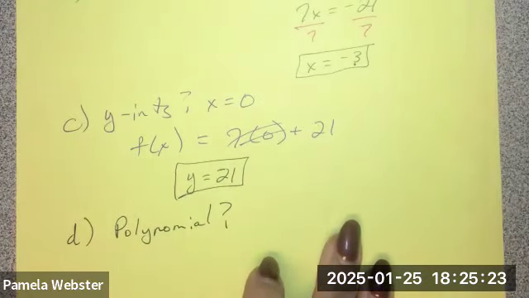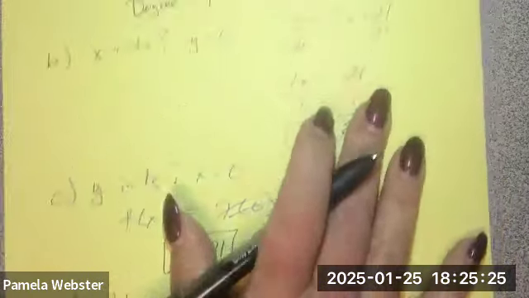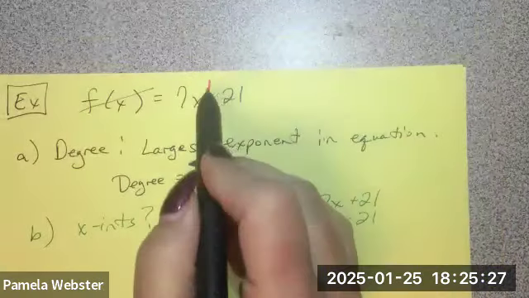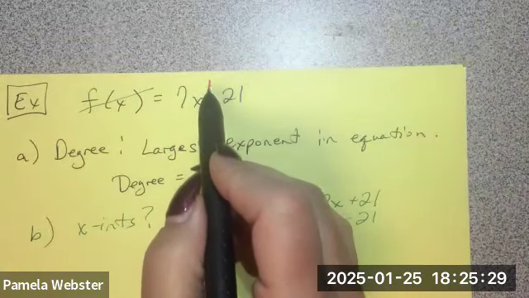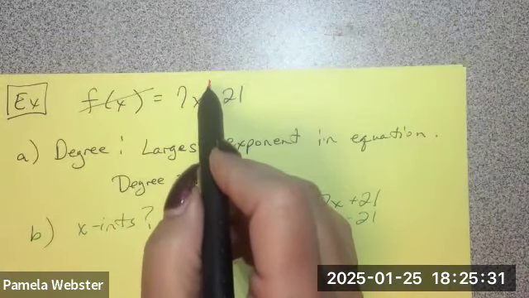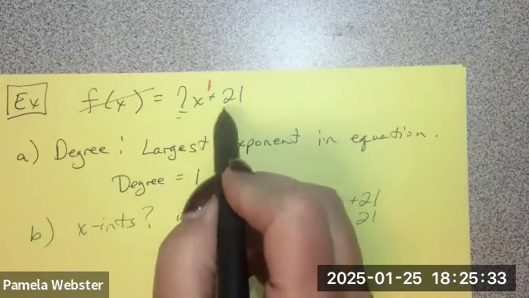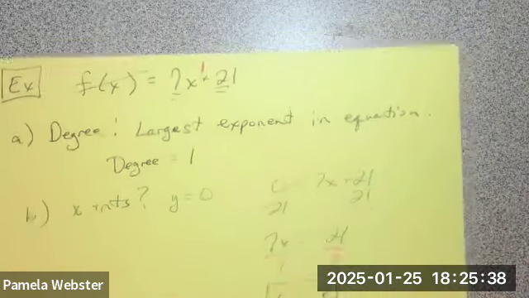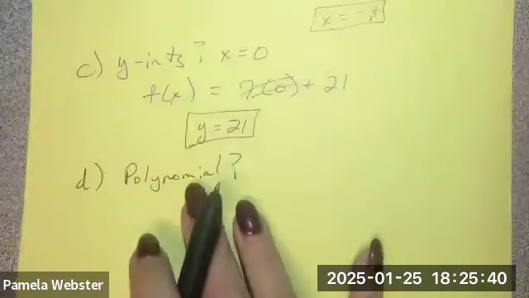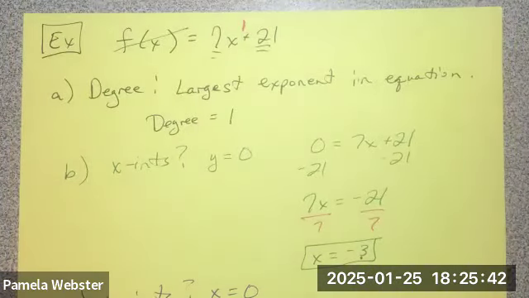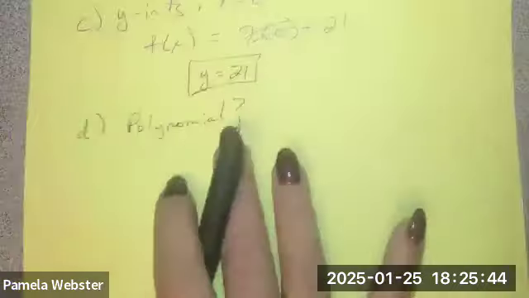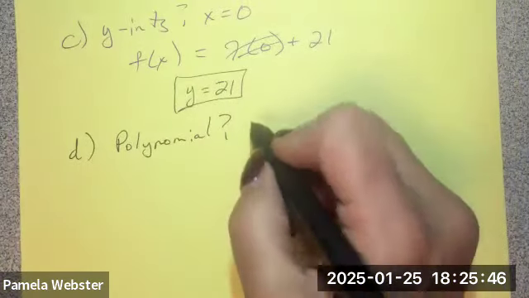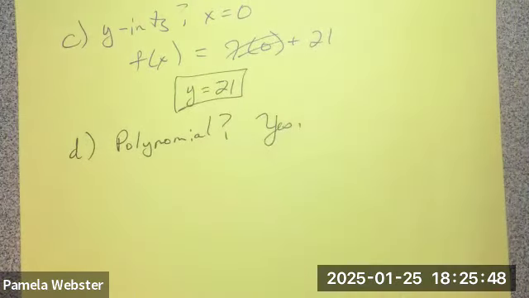Okay, and remember, I need 2 things for it to be a polynomial. So let's go look. Is the exponent not a negative integer? Yes, it's a positive integer, so that's okay. Are the coefficients real numbers? Yes, they are both real numbers. So I don't have any fractions in the exponents. I don't have any negative numbers in the exponents. So this guy is a polynomial.